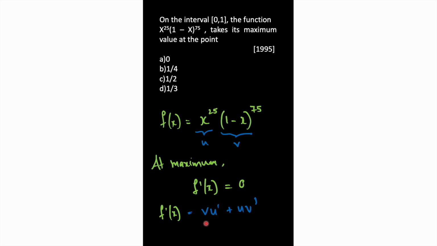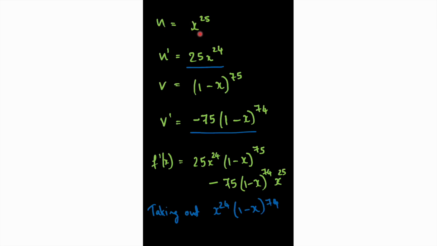f dash x is equal to v u dash plus u v dash, right? First function into derivative of second plus second function into derivative of first. So here u is x raised to 25. What is u dash? u dash is nothing but the derivative of u with respect to x. So u dash is equal to 25 x raised to 24.